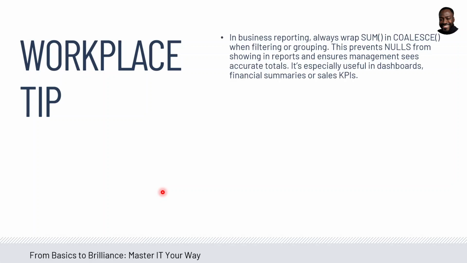So let's look at our workplace tips. In business reporting, always wrap SUM in COALESCE when filtering or grouping. This prevents nulls from showing in reports and ensures management sees accurate totals. It's especially useful in dashboards, financial summaries, or sales KPIs.